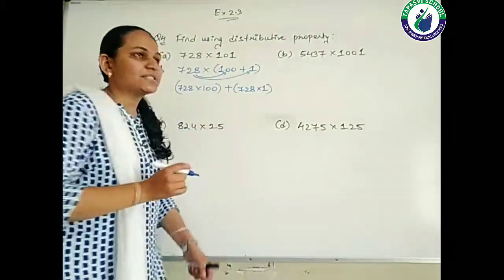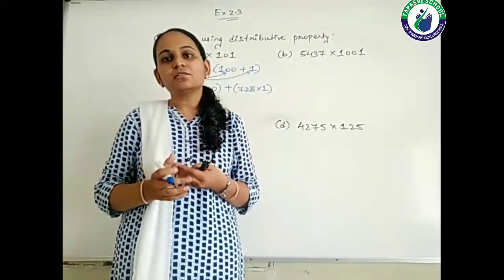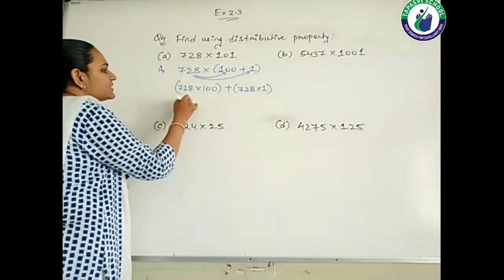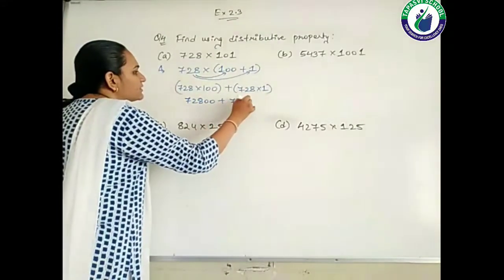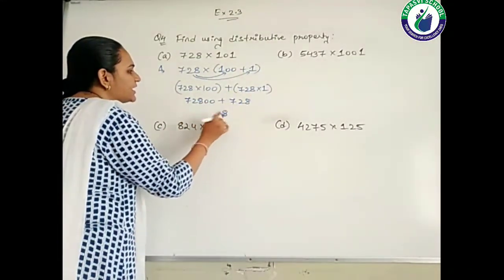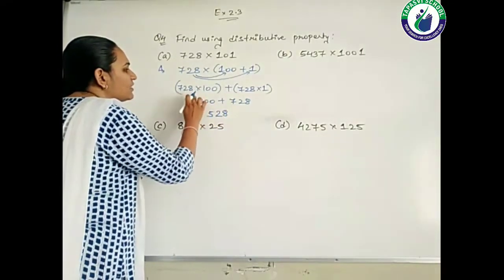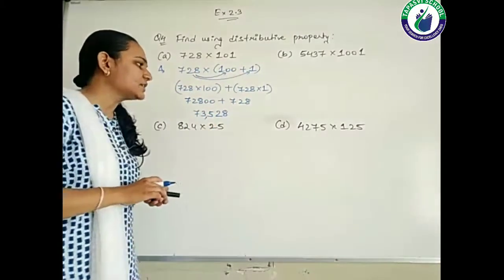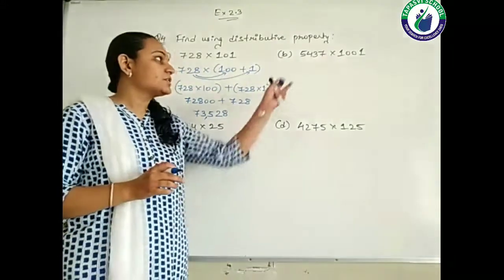So it is not necessary that you write in the horizontal, you can write in vertical order also, both are acceptable, right? So 728 with the 100 means 72800 plus 728, right? So let's add them. 0 plus 8, it is 8, 0 plus 2, it is 2, 8 plus 7, 15, 1 plus 2, 3 and 7. So the answer is, students, 73,528.